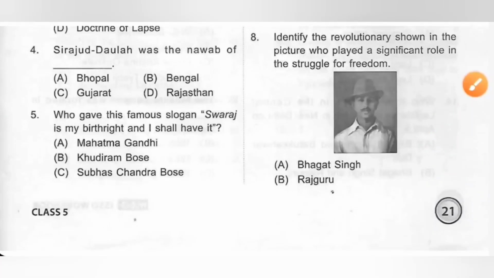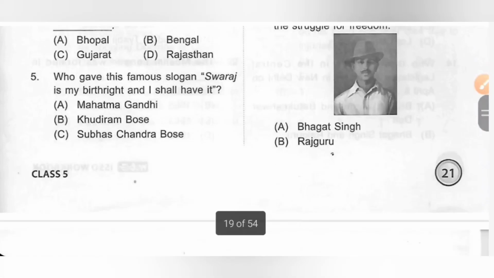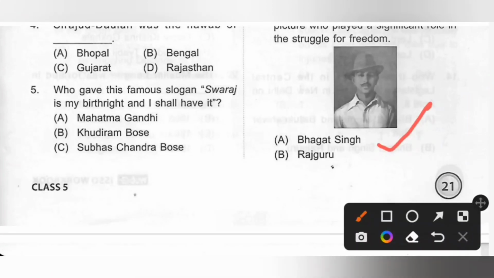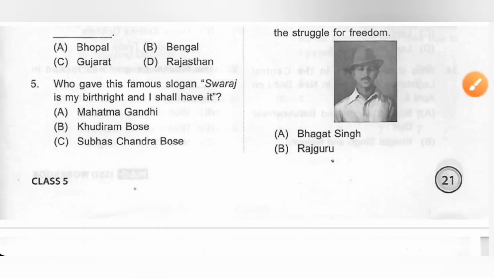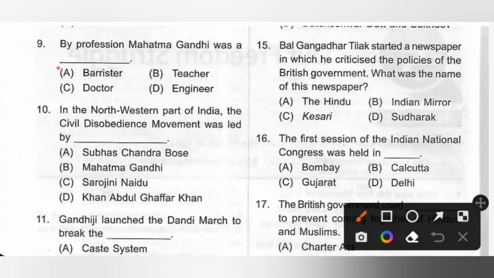Option D. Eighth one, identify the revolutionary shown in the picture who played a significant role in the struggle for freedom. A, Bhagat Singh, B, Rajguru, C, Sukhdev, D, Chandrasekhar. So, option A, Bhagat Singh, okay? Option A, Bhagat Singh is the correct answer. Ninth one, by profession, Mahatma Gandhi was a, option A, barrister, B, teacher, C, doctor, D, engineer. So, at the age of 18 years, Gandhiji went to London to train as a barrister, okay? Option A is the correct answer. Option A, by profession, Mahatma Gandhi was a barrister.